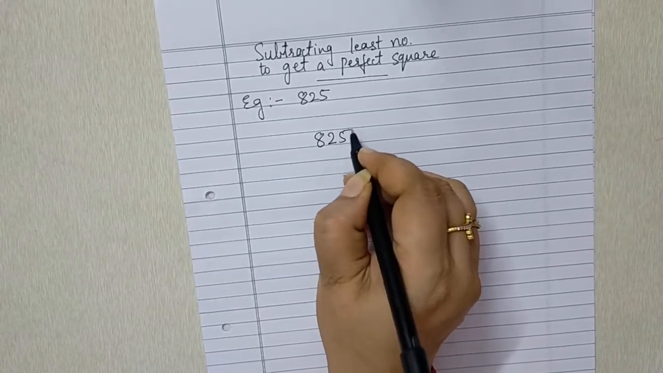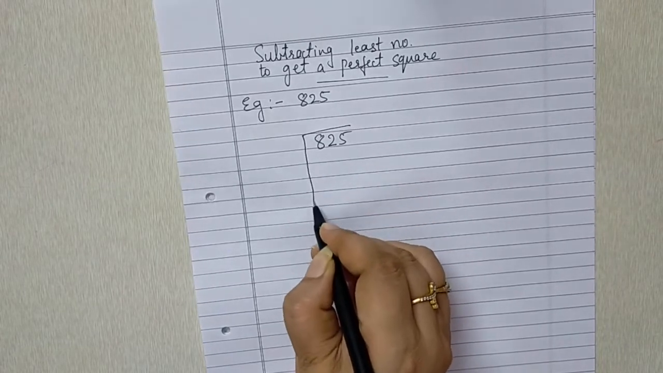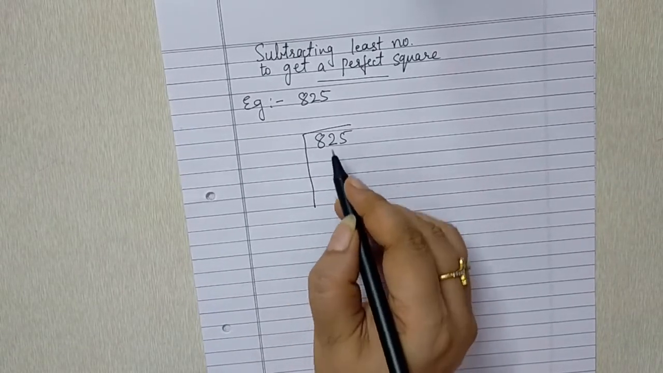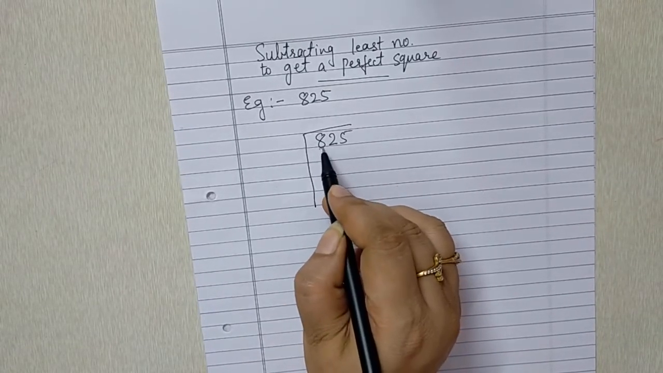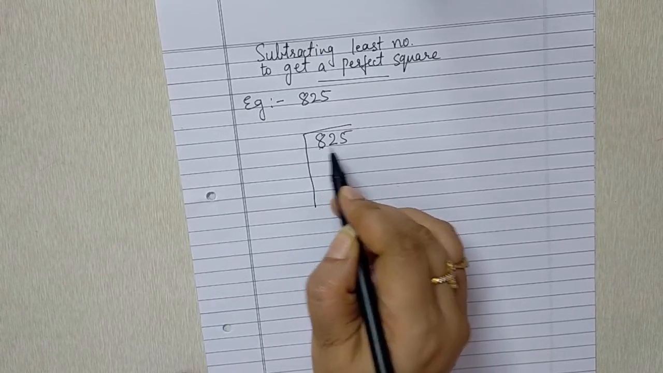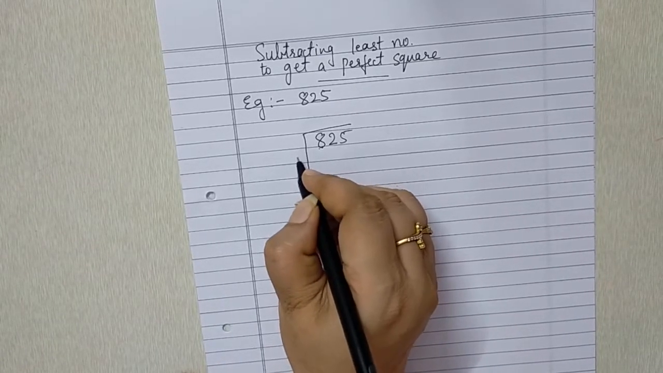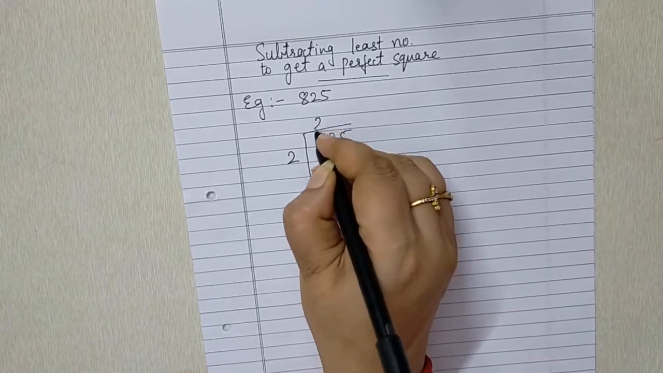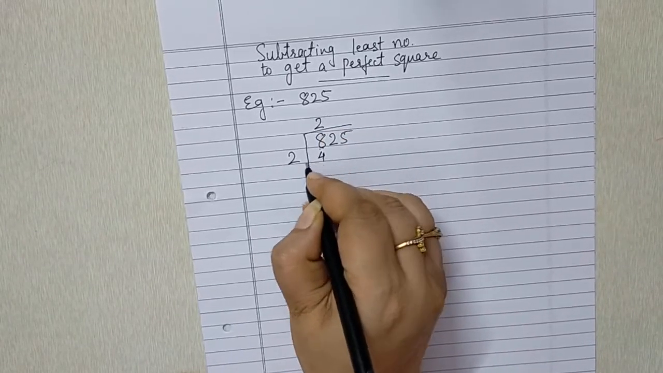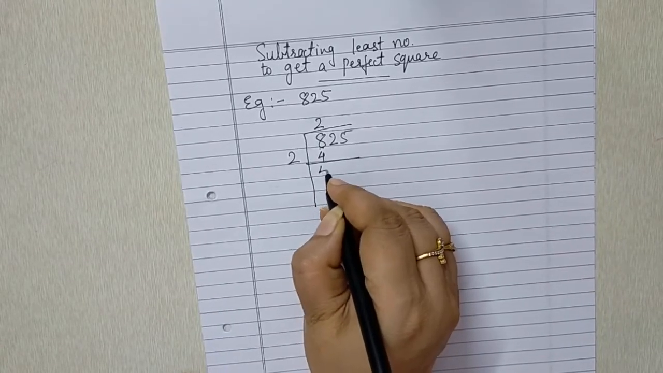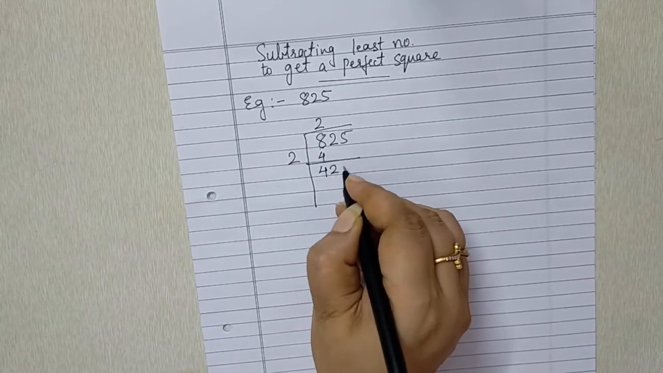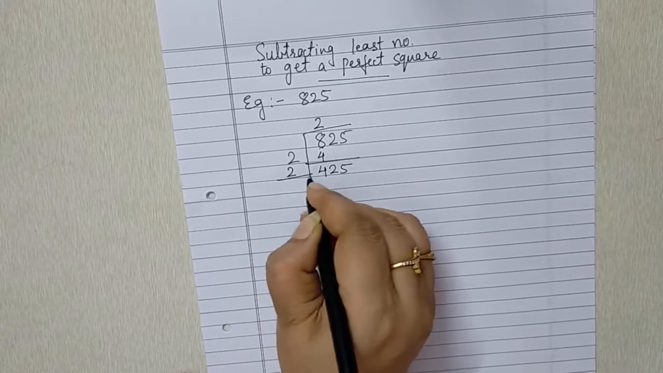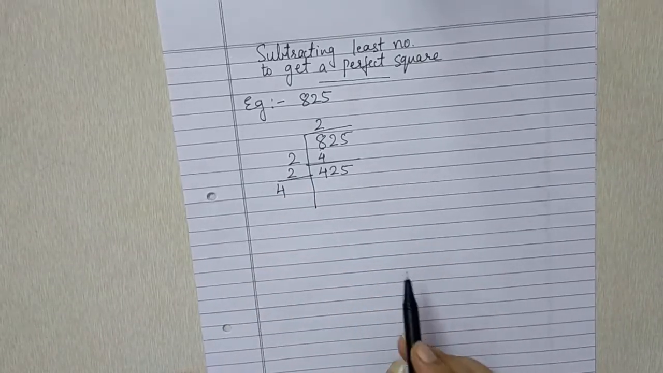First of all, let us divide it as we were doing to find the square root. It's a 3-digit number, so we will be taking 8 first and then 25. So 3 3s are 9 is bigger. We will be taking 2 2s are 4. 8 minus 4 is 4. Taking this 25 down and adding 2 on the right side.